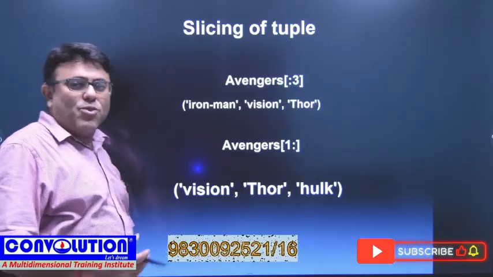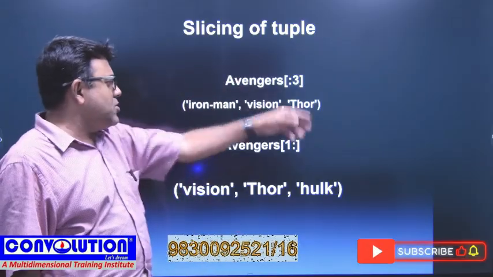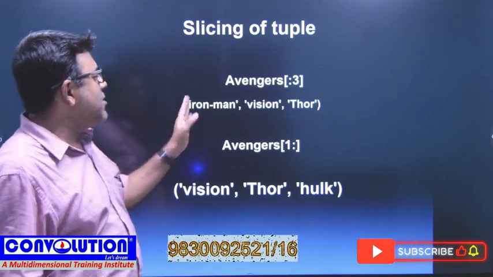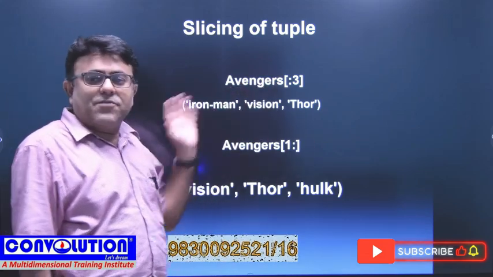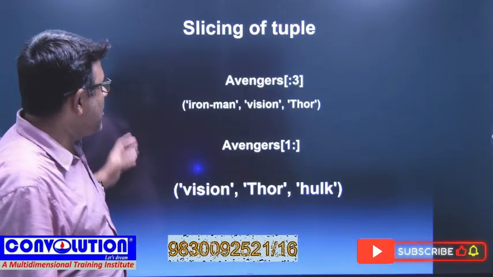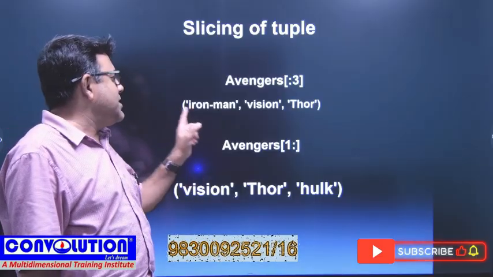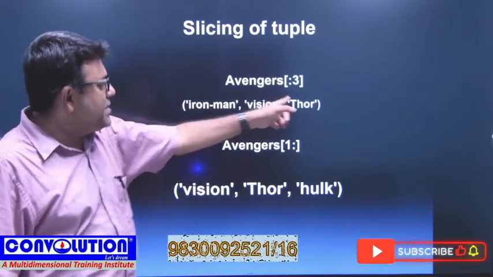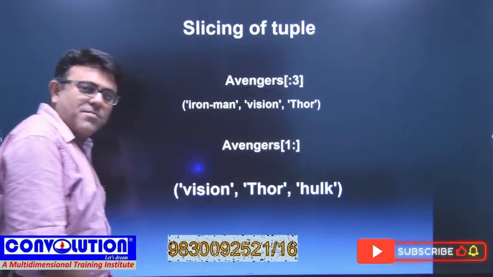We are sharing some more examples with you, like Avengers, then we are going to say :3. So my output will be what? Iron Man, Vision, and Thor. So colon means starting from 0, and it is going to read up to the given index. So how many things are there? Three items are present: Iron Man, then Vision, then Thor. So my output is also like this.